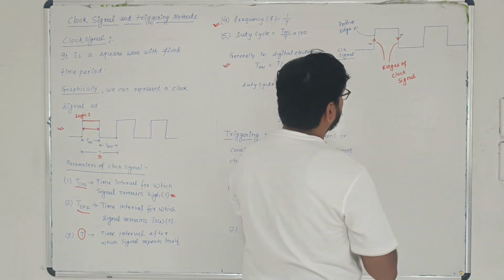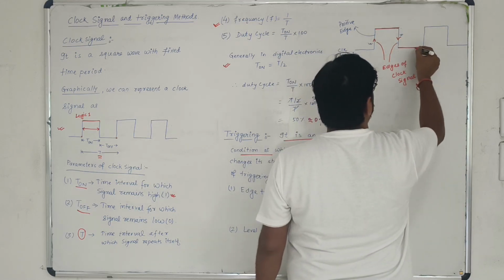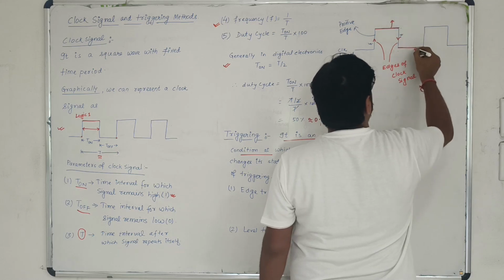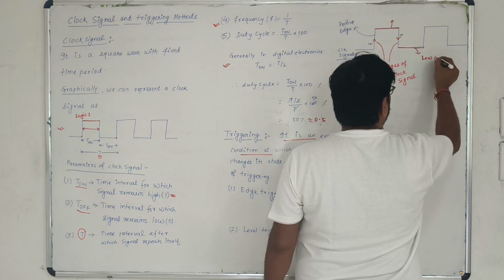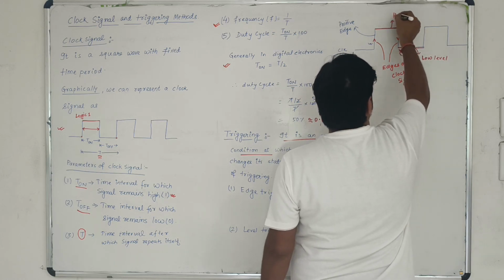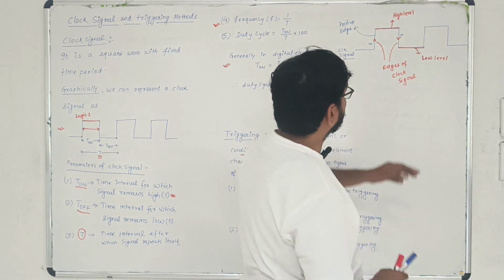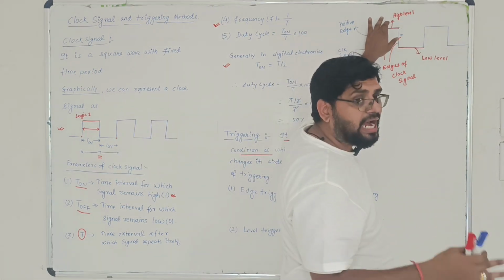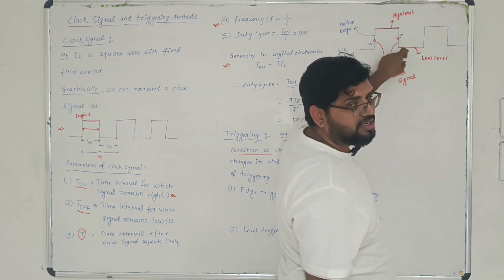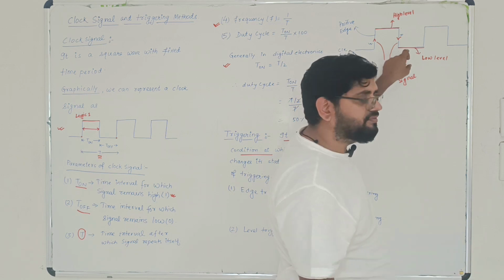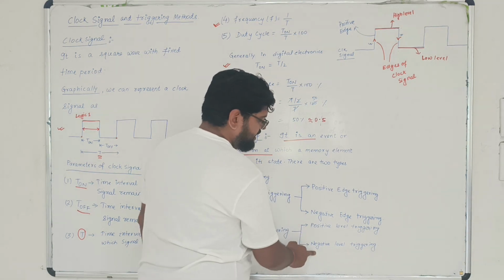Now these lines are called levels. This one is a level and this one is also a level. This is your low level and this one is the high level. When any memory element operates at high level, that is called high level triggering, and the memory element which operates at low level is known as a low level triggered device. So this is about positive edge triggering, negative edge triggering, positive level triggering, negative level triggering.